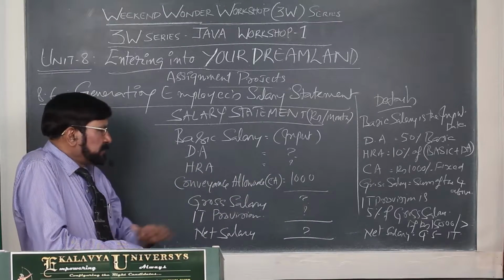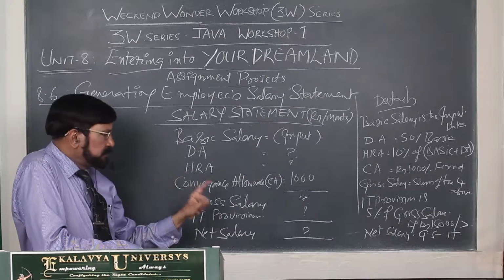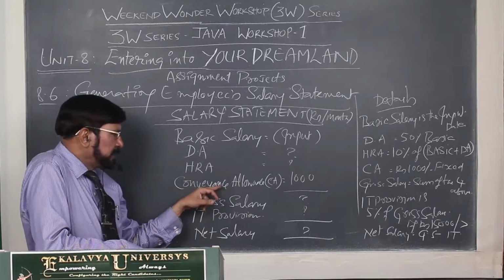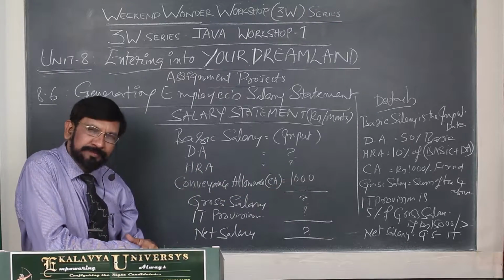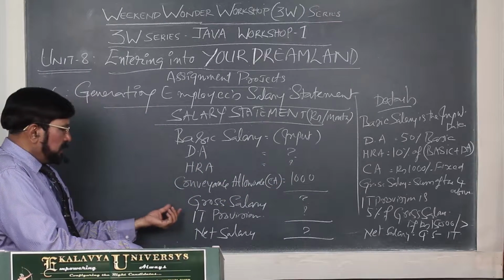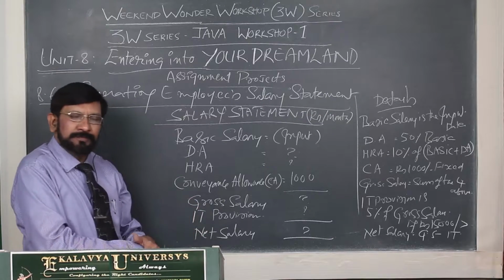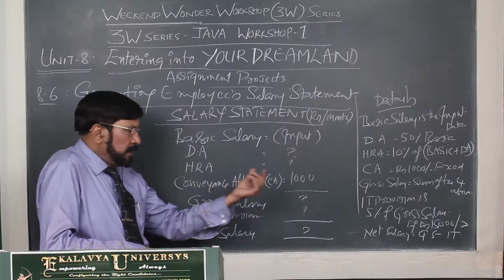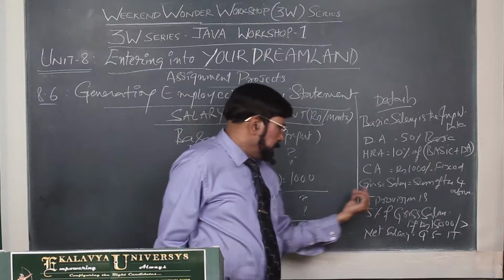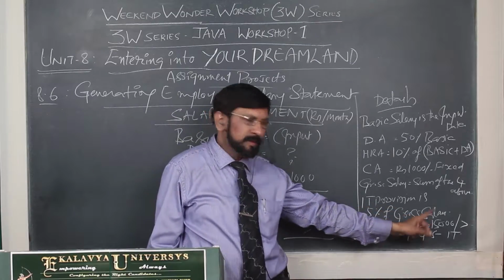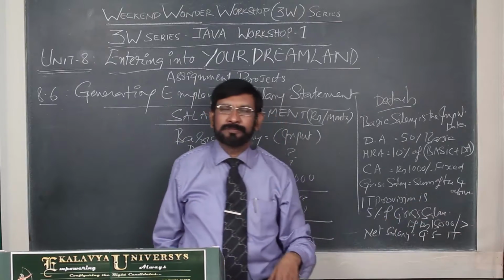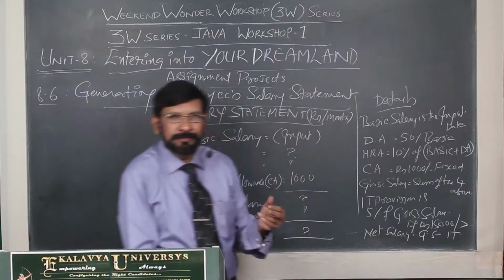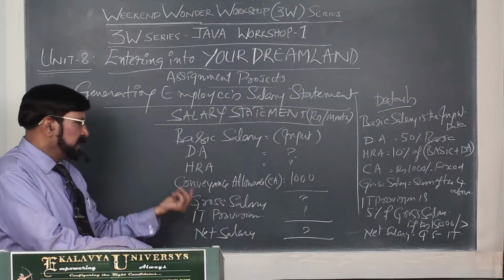Then, thereafter, the sum of these four items will be the gross salary. Basic plus DA plus HRA plus CA is the gross salary. Actually, this is IT provision for income tax. This is applicable only when the gross salary per month is 15,000 or more. Then only 5% of the gross salary is deducted towards the income tax provision.